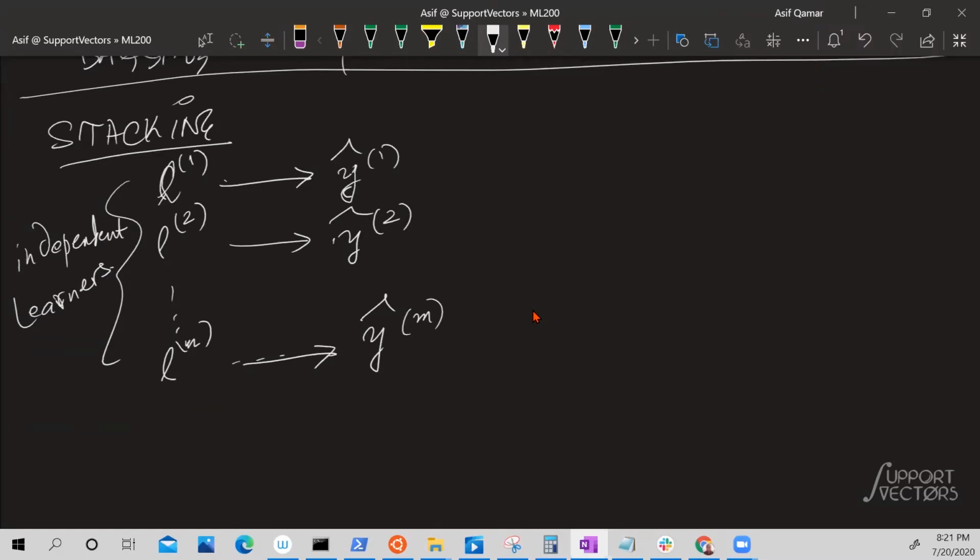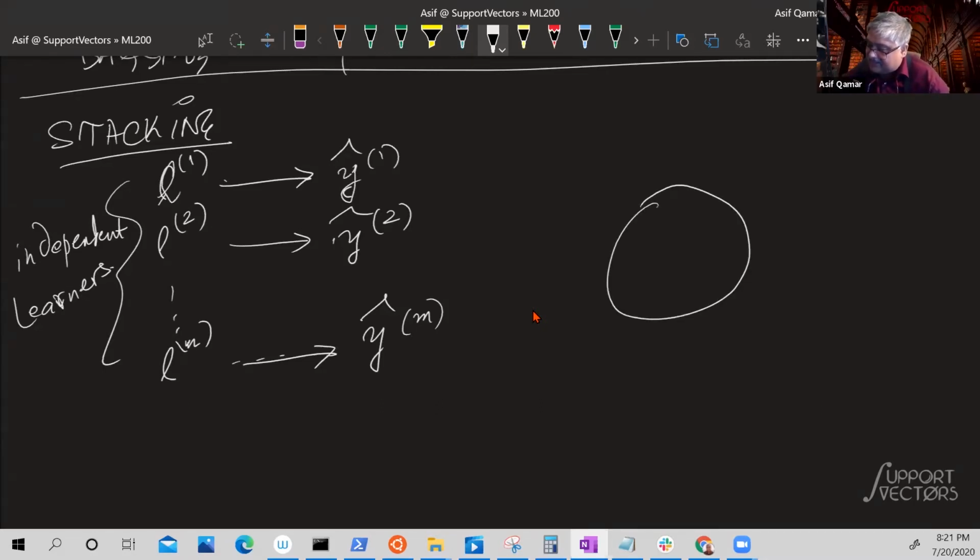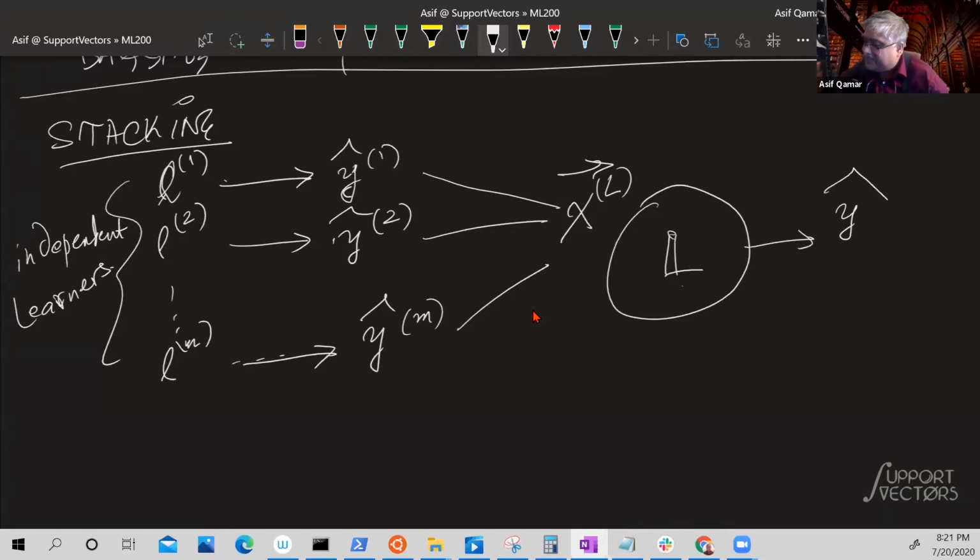And then you do something very interesting. You create another learner here. Let me just call this learner capital L. What it does is it takes the output of each of these learners as though it is the X vector for this learner. It is an M-dimensional input vector to this learner. And that one will make the final prediction.